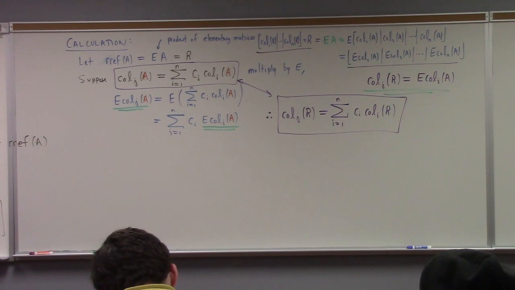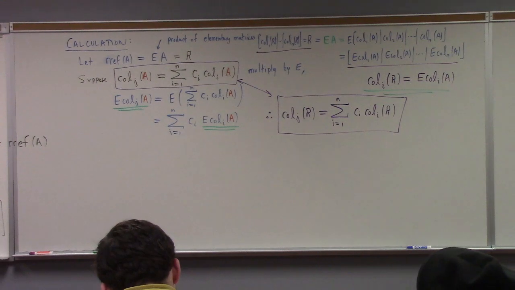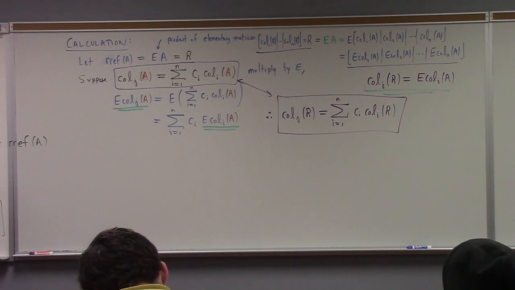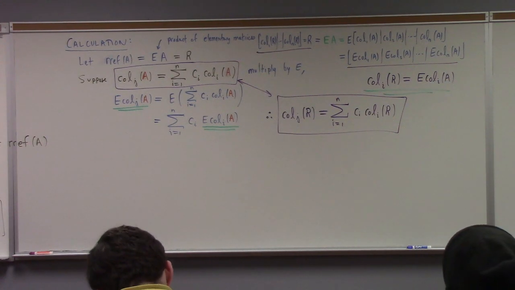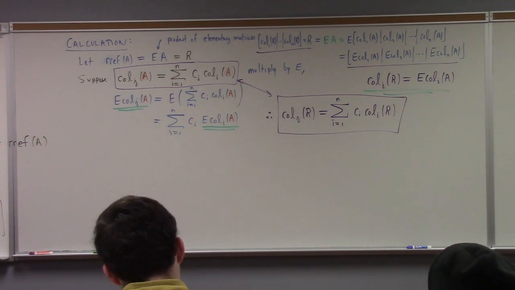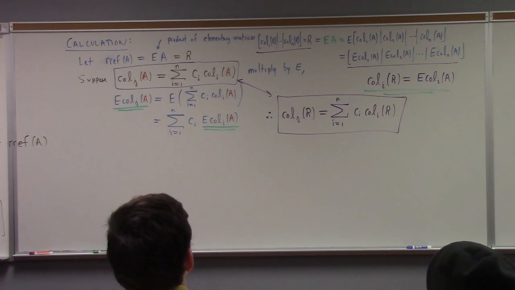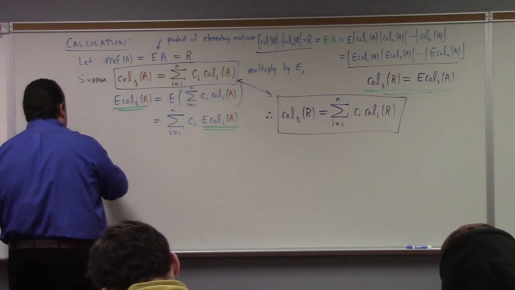In fact, I really could say more, right? Because I'm assuming it's the reduced echelon form just to make it concrete. But really, I could just as well have done this for any row equivalent matrix to A, right? So what theorem have I proved? What does this calculation prove? Theorem.